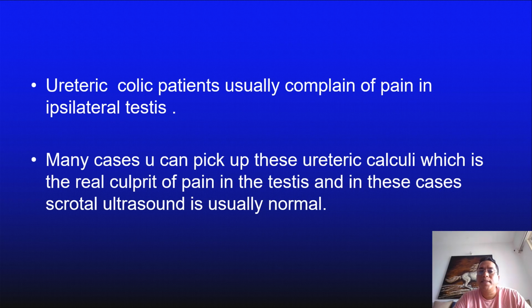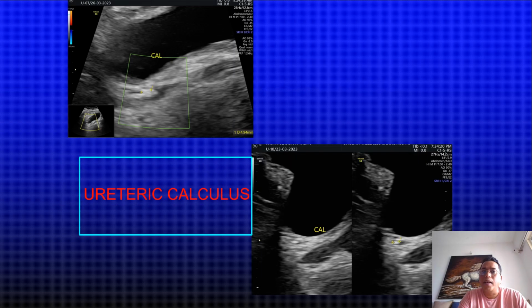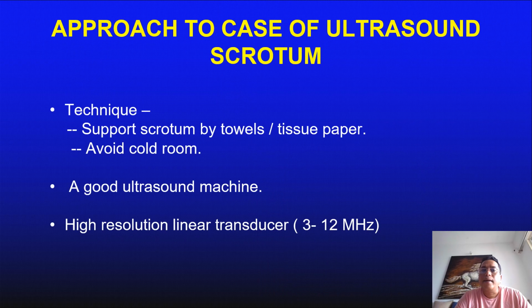So many times you must have seen in practice, a ureteric colic patient complains of pain in the ipsilateral testes, and the patient might be having a ureteric calculus, which might be the real culprit of the pain in the testes. And in these cases, the majority of the time, the scrotal ultrasound is normal. So see, in this case, the patient presented with scrotal pain. But when we quickly evaluated his abdomen, we picked up this terminal lower ureteric calculus, which was the culprit for causing this pain.